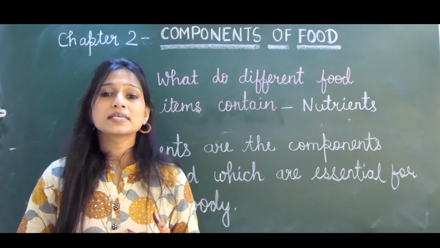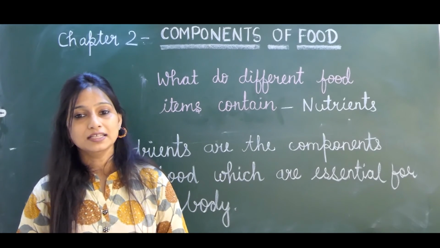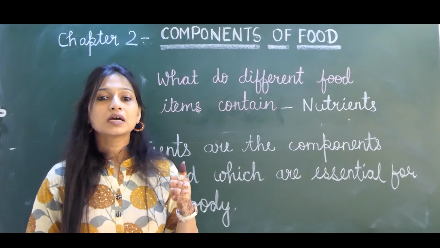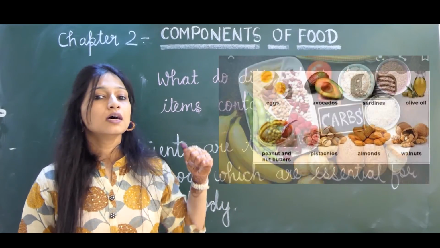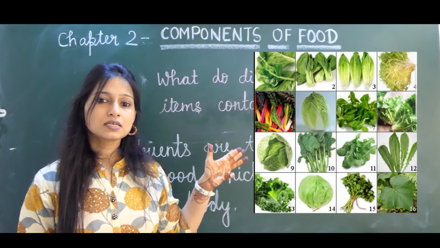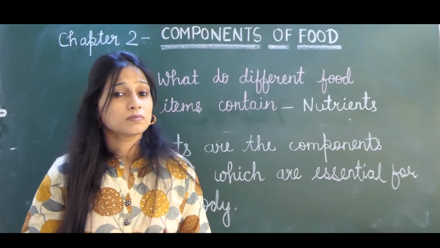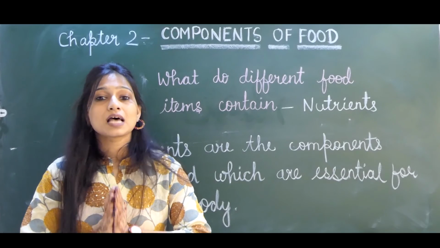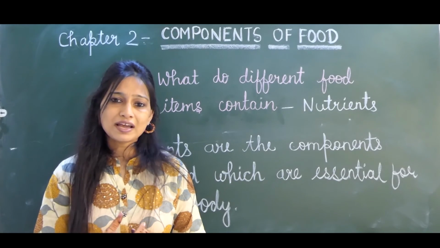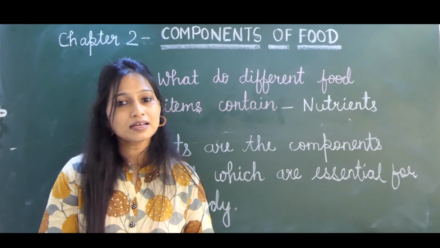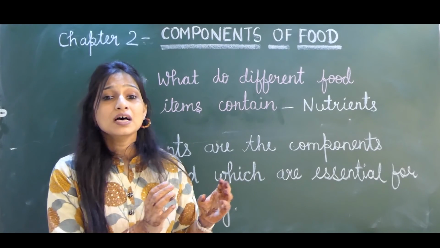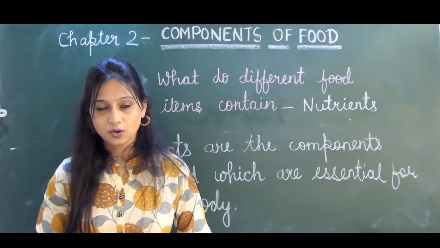If we want to see how many types of nutrients there are, there are 5 types of nutrients. They are carbohydrates, fats, proteins, vitamins and minerals. So these 5 nutrients are present in the diet we are having daily. These 5 nutrients are required in different amounts in our body. These are the nutrients which have special functions inside our body.